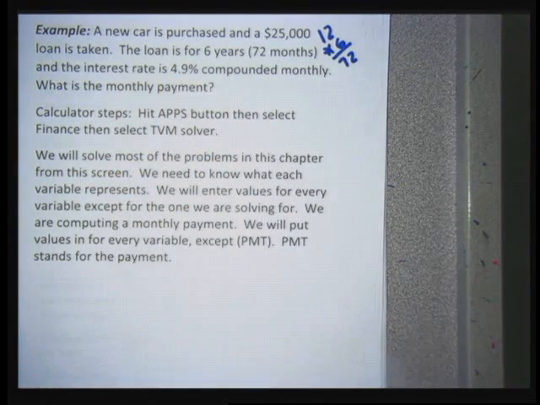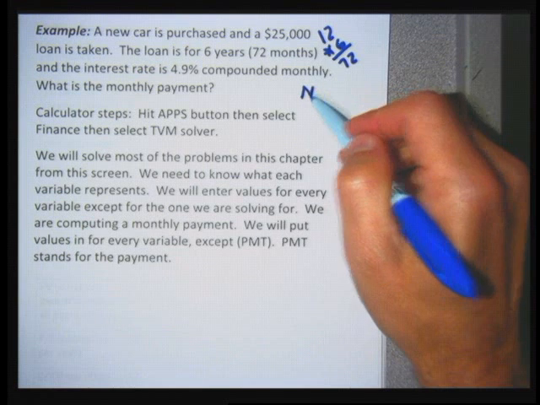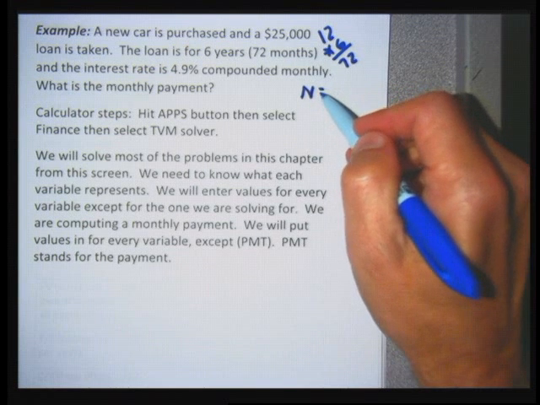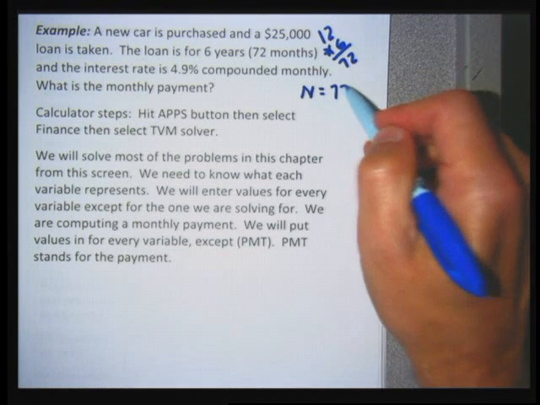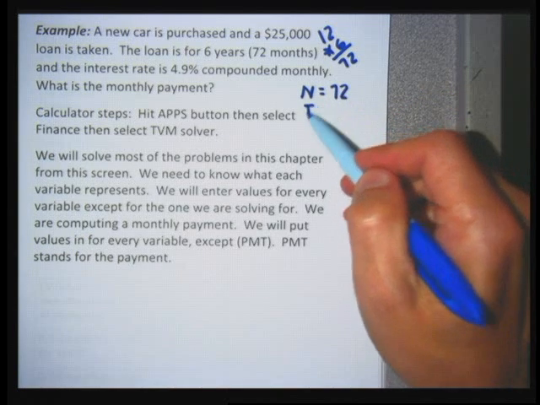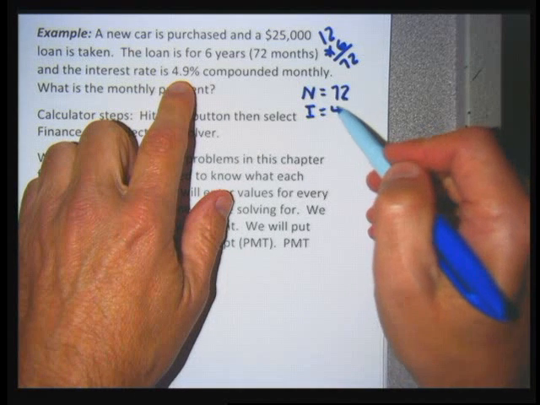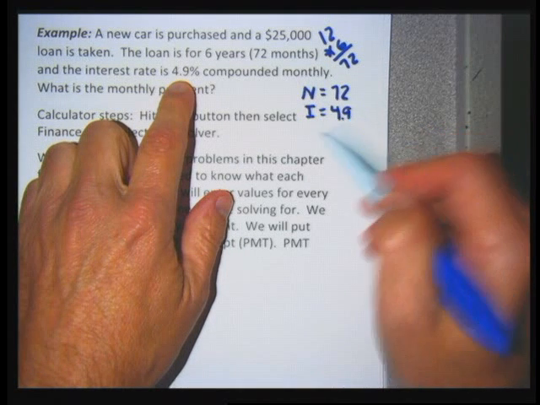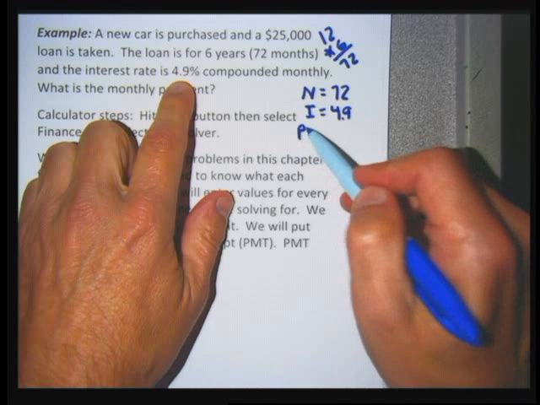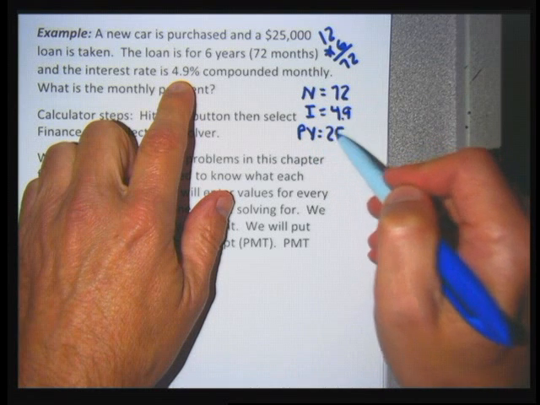So what I'm going to do is go to my TVM solver, and I'm going to enter everything that I need to know. So for the N, I'm going to type in the number of payments. In this case, it's going to be 72. For the I, I'm going to put the interest rate without the percent sign, but not as a decimal, as a percent. I'm going to put in 4.9. The PV is going to be the loan amount. And our problem is 25,000.